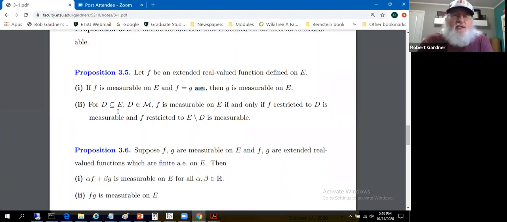Secondly, for D, a subset of E, which is measurable, f is measurable on E if and only if f restricted to this subset of its domain is measurable and f restricted to the complement of that set D with respect to the domain is also measurable. That is, if f restricted to D is measurable and f restricted to E set minus D is measurable. If and only if. Let's prove that.